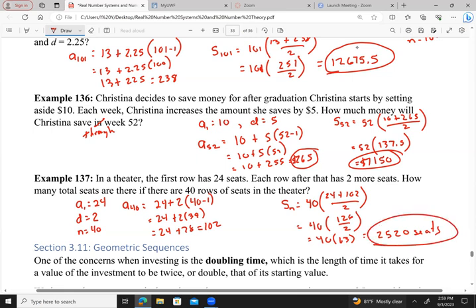So that finishes up our arithmetic sequences section.